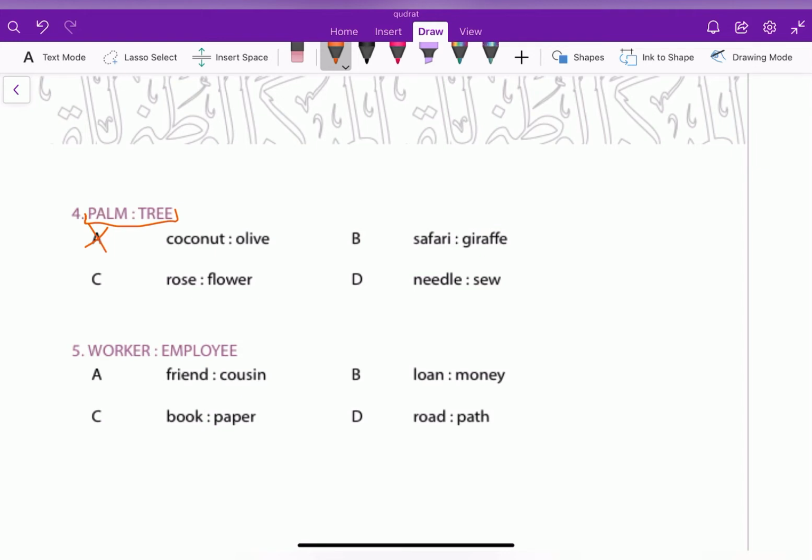Okay, so is it safari and giraffe? No. Why? Because you cannot basically make one word of it when you think of it. Needle and saw is needle and saw. No, meaning our answer is automatically C. Why? Because you can say rose flower, just like palm tree.